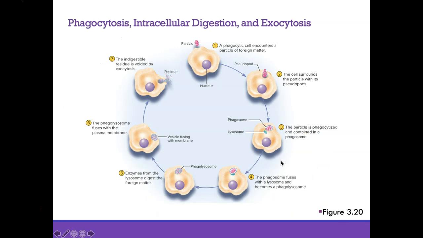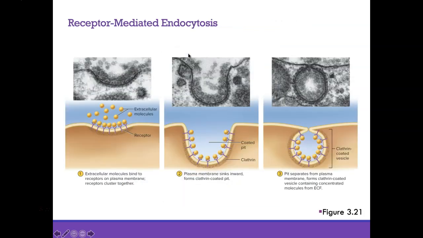So this is a quick image that just shows phagocytosis, how it gets internalized by the cell. Then once it gets digested, it can be exocytosed. So this is endocytosis, getting inside of the cell. It can then be digested and then released by exocytosis once it's digested.